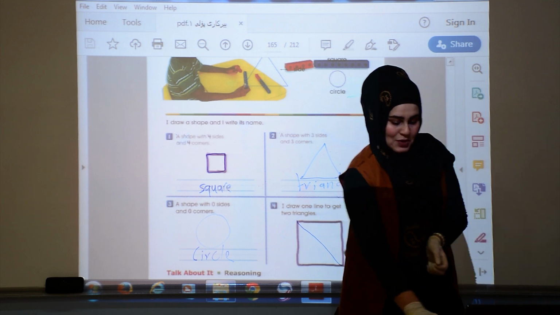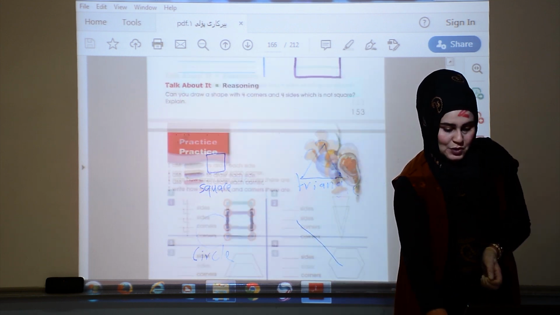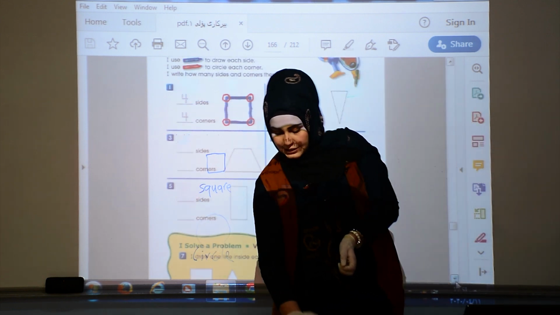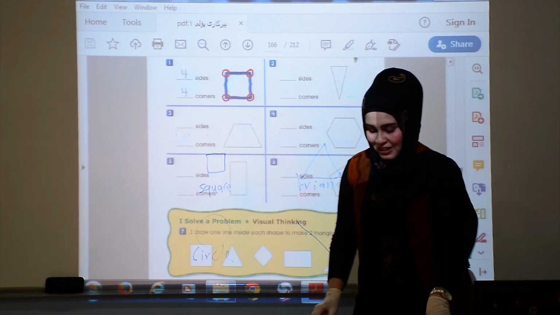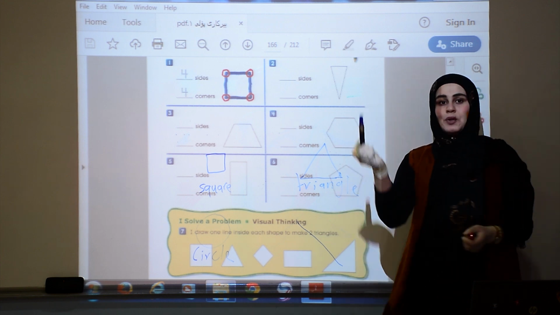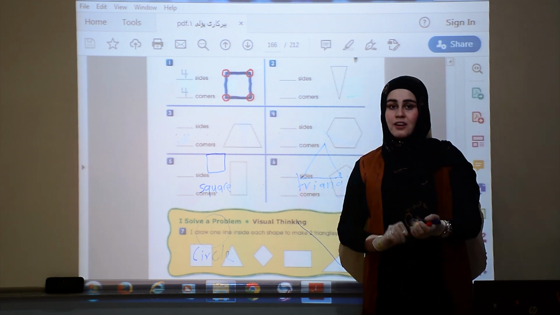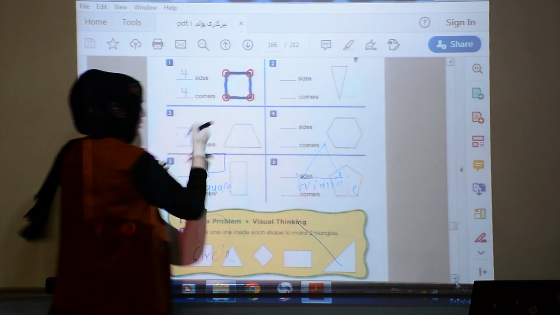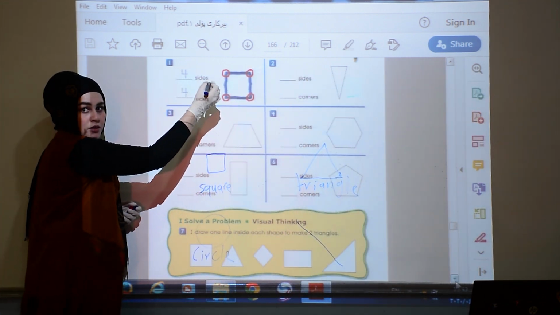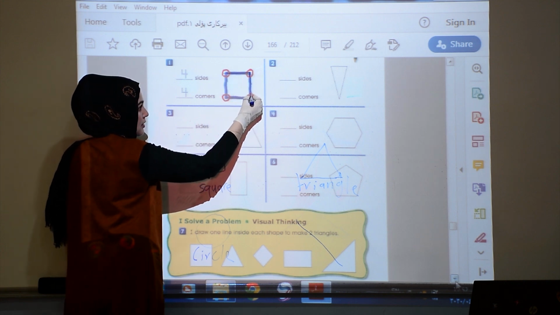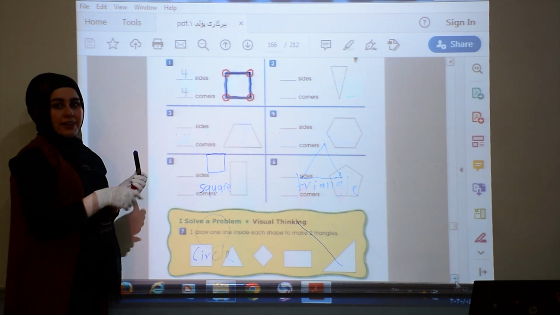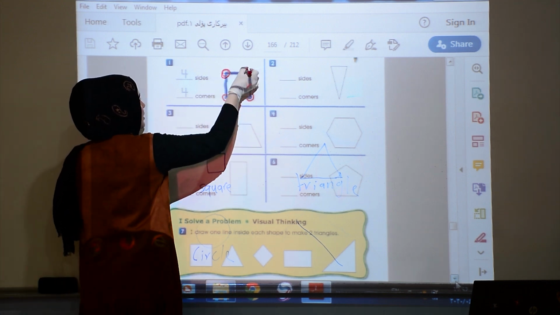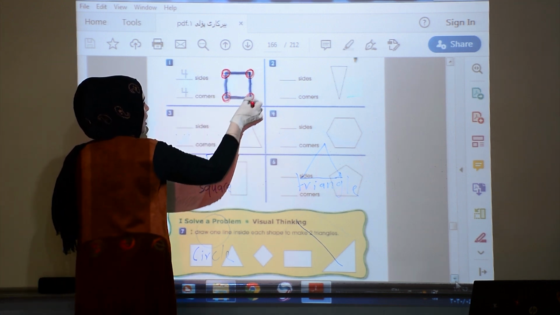Please, students, you can change the page. Go to page 154. From there, I need the blue color and red color. By blue color, bold the side, and by the red color, I am determining the corner. Okay, so I count them.